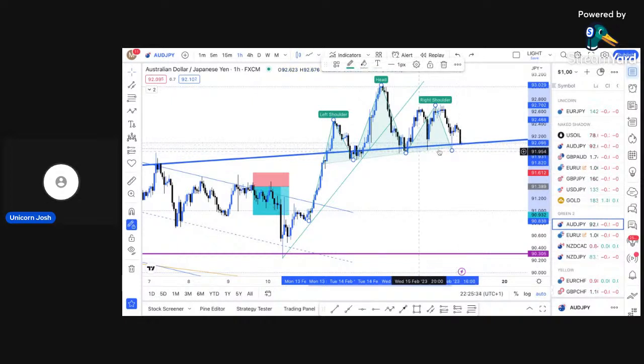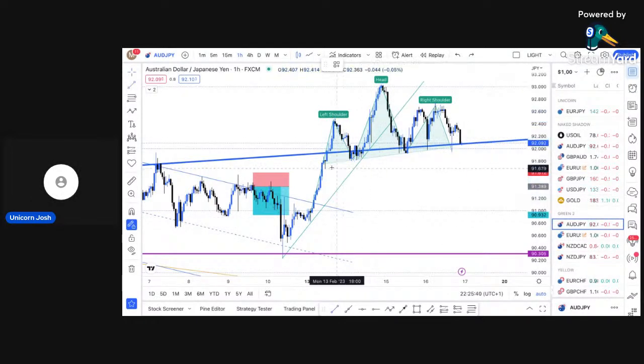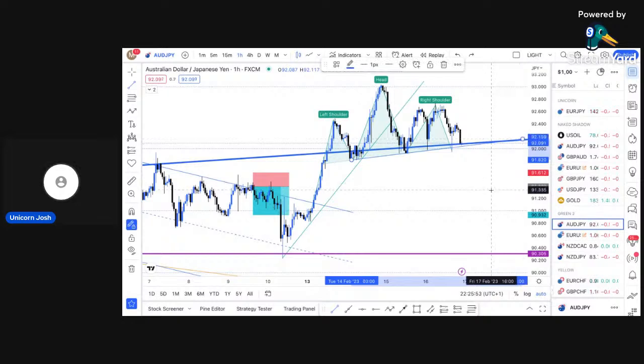Sorry. Yeah, so this would be my entry. When it breaks this line, then I will take an entry. The neckline, that's what determines entry. How to enter the head and shoulder: break of the neckline determines the entry for a head and shoulder pattern.